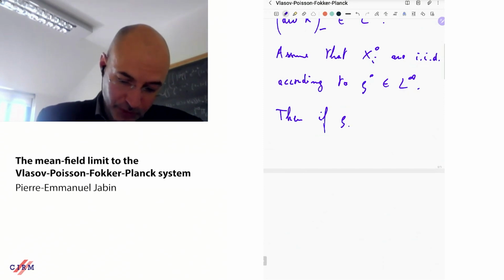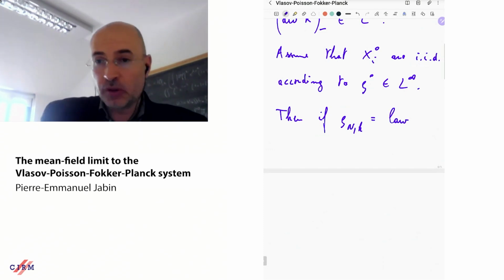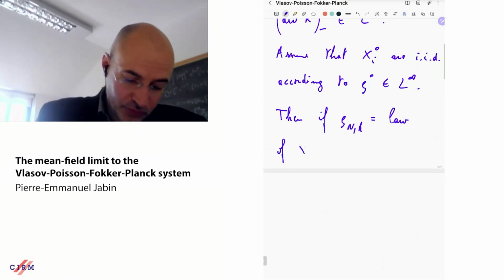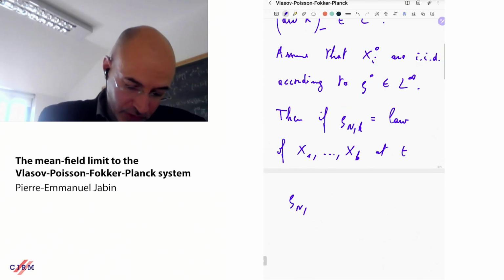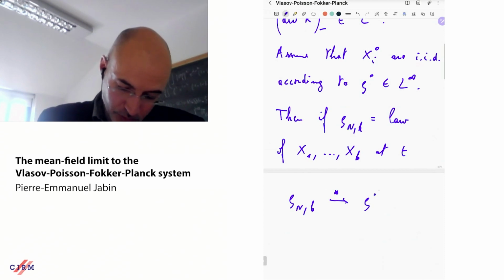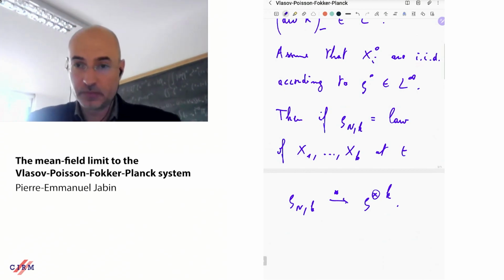So I'm going to denote by rho_N^k the k-marginal, which is just the partial law. Since the particles are indistinguishable, I can pick any k of them. So it's the law of x1, ..., xk at time t. Then rho_N^k converges weak star to rho tensorized k. Right? So you have propagation of chaos and you have the mean field limit.